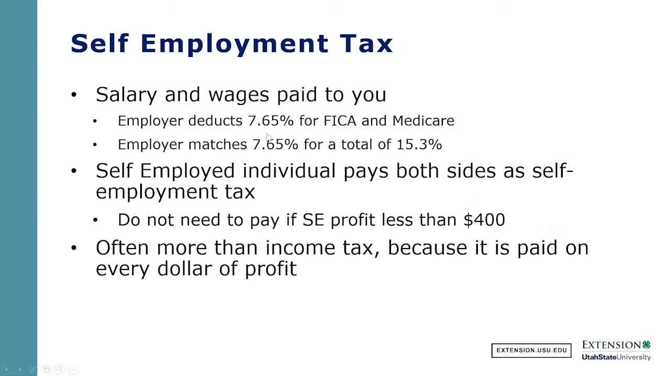So anyway, when you're working for somebody else, they take the 7.65% out of your paycheck, they pay the other half, and they send in 15.3% to the federal government. But when you're working for yourself, you're the employee and the employer, and so you, lucky you, get to pay both sides on any of your self-employed income and send both halves into the federal government.